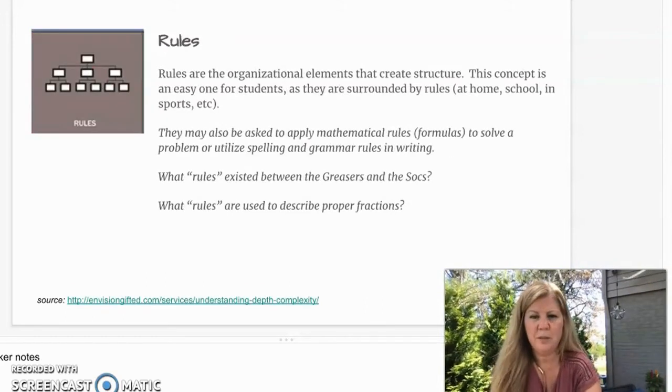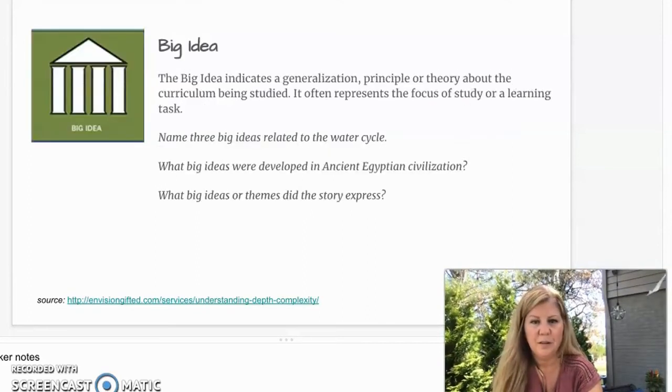Rules, we already talked a little bit about. What rules existed between the greasers and the Socs? What rules are used to describe proper fractions? Big idea, we discussed there. 3 big ideas related to the water cycle. What big ideas or themes did the story express?